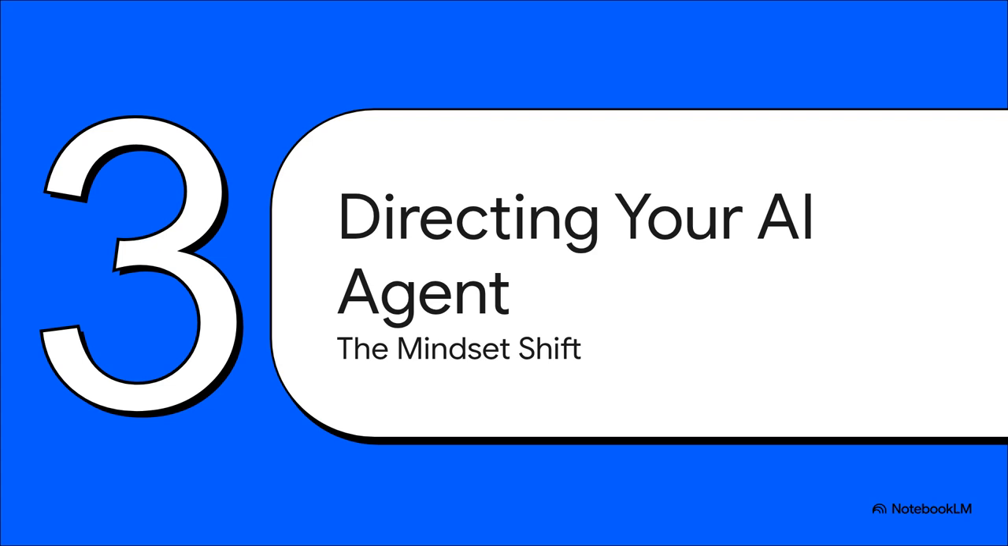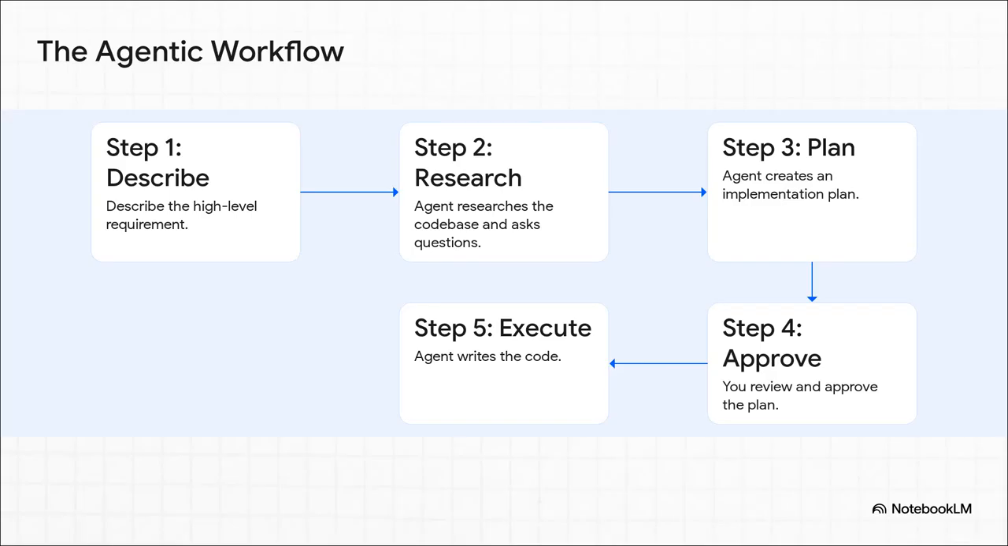It's about changing your entire workflow, moving away from the tactical line-by-line coding to a more strategic, high-level kind of direction. So let's just walk through this new agentic workflow. You start by describing a goal, right? Something like add a new user authentication endpoint. The agent then scans the codebase to understand how you've built things before. And here's the crucial part.